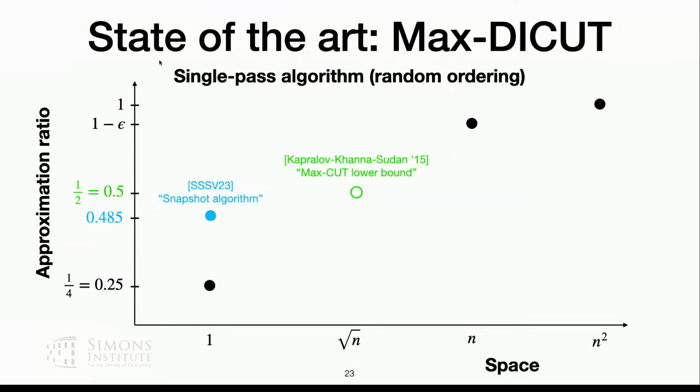Okay. Now let's say that we consider a setting where the edges arrive in random order. The graph itself is adversarial, but the order in which the edges arrive in the stream is randomly shuffled. In this case, you can implement the same snapshot algorithm that we saw before in just polylog space. So in random ordering, in just O tilde one space, you have an algorithm with a 0.485 approximation. And again, a reduction from a max cut lower bound shows that you cannot do better than half approximation in square root of n space.